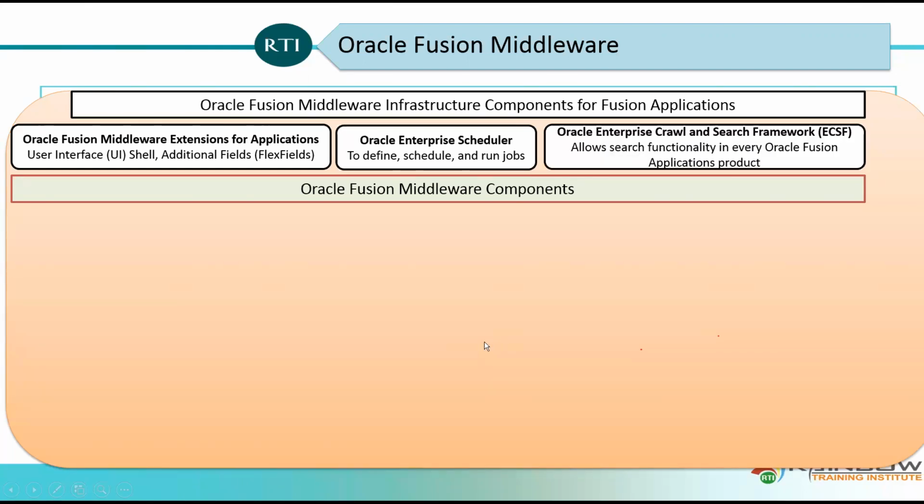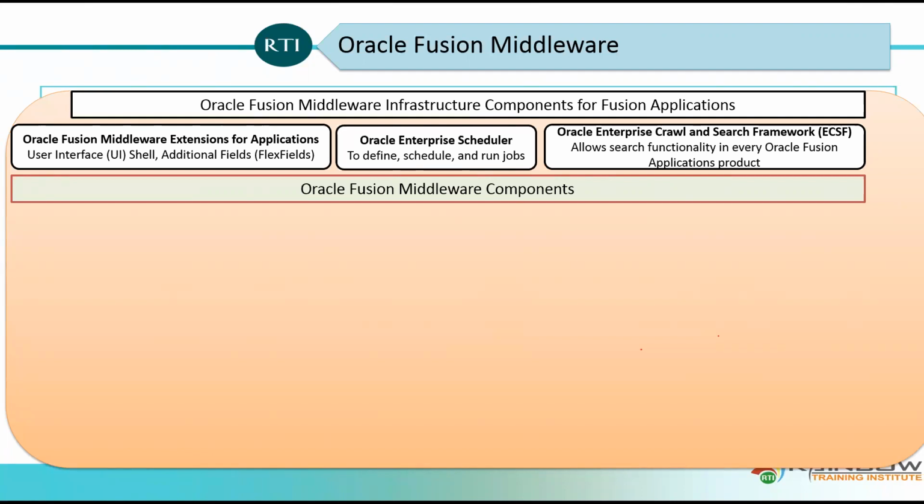And the last one is Oracle Enterprise Crawl and Search Framework. So what does this mean? It is a very good functionality. Typically, if you want to search for anything in the Fusion applications, let us say you want to create a supplier or create an employee, or search for some list of values, you can go to a search page and enter keywords like create supplier.